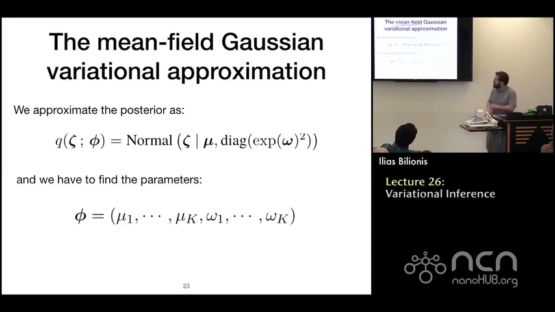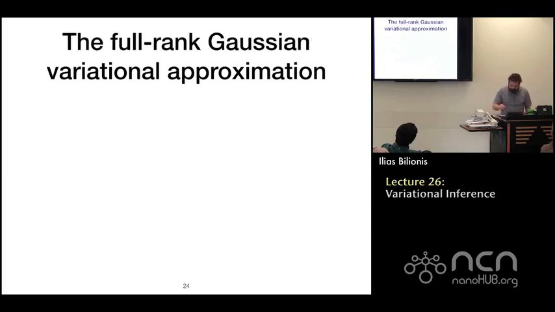So you have to find these parameters, like the mean of each one of the variables and the log variances. Again, we work with the log variances instead of the variances because we don't want to have any constraints in our optimization. Okay, that's why we use exp of omega, where omega is real, instead of sigma. Okay, so this is one class, one family that we could use.